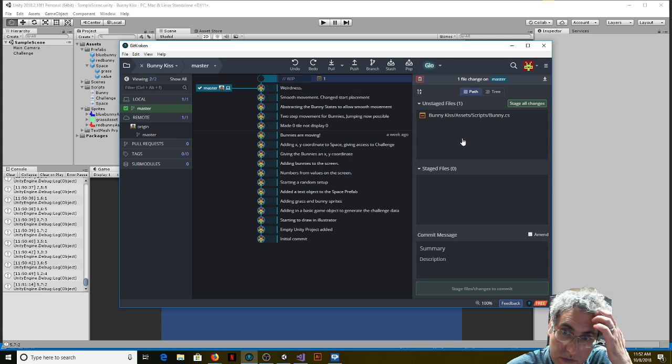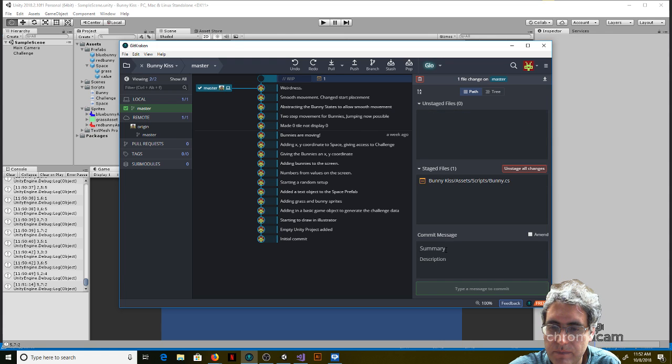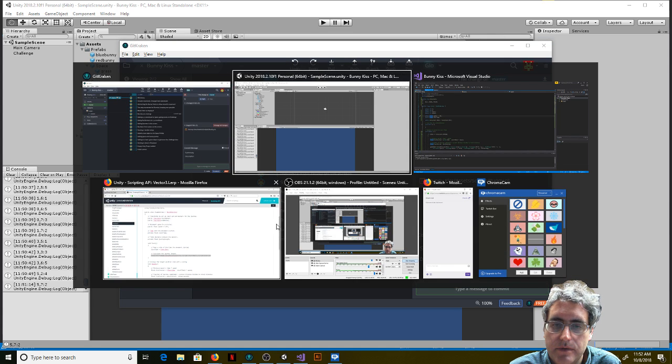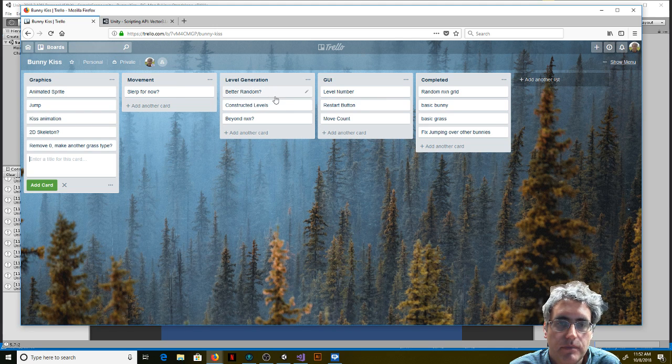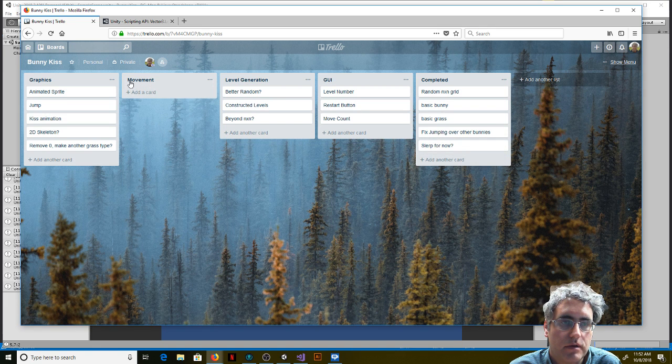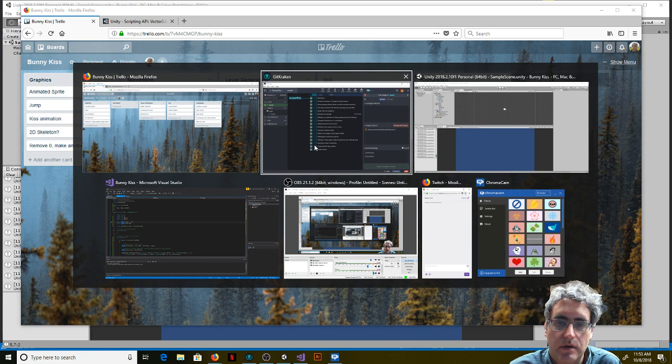Well, I'm going to check my code in, take a little break, and then be back to fix some more pieces. We have nicely moving bunnies. They take into account where the other bunny is. And we need to decide this afternoon if we want to work on animations or if we want to work on some level generation. Movement. We got all the movement mechanics down for right now.